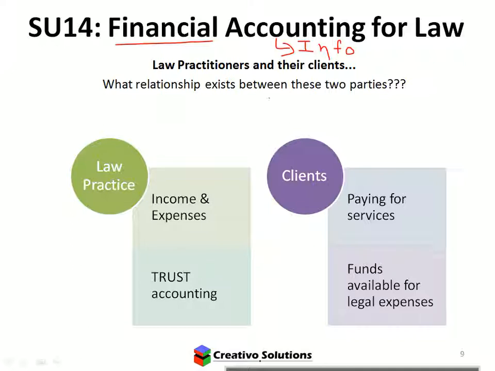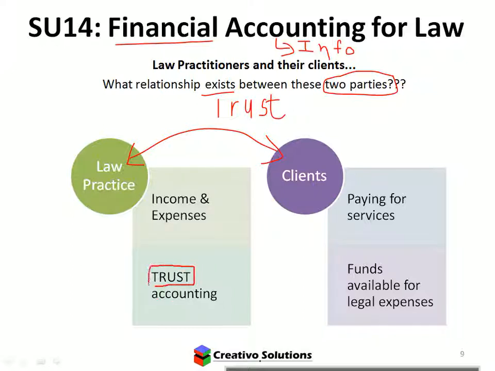So what relationship exists between these two parties? The client and the law practice have a relationship based on trust, and hence trust accounting. When looking at trust accounting, whose books are we looking at? Ours or the client's? The client's. So this belongs to the client, but we need to account for it. Why? Well, the client trusts us to do things correctly.